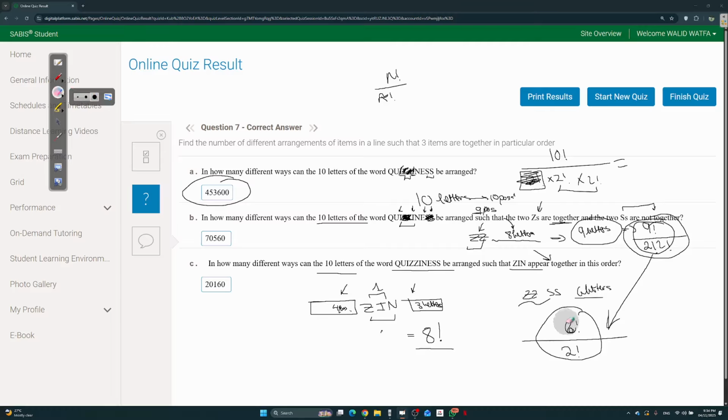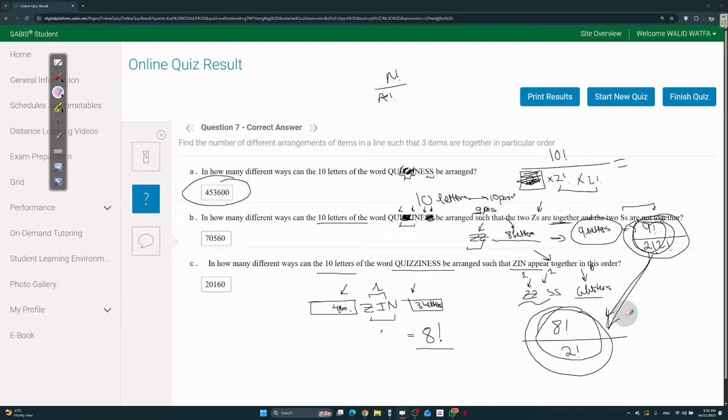Now I just realized I did something wrong over here, where I said ZZSS and then 6 letters. This counts as 1, this counts as 1, and this counts as 6, so the total is 8 factorial. So this is what I should have said. This is what you subtract. So you take this, subtract this.